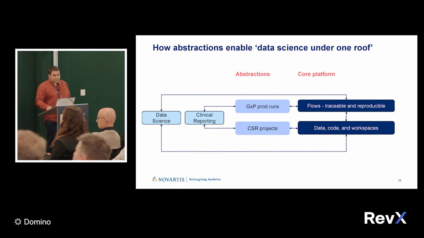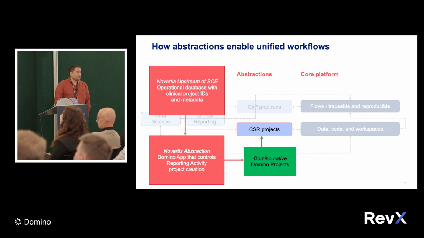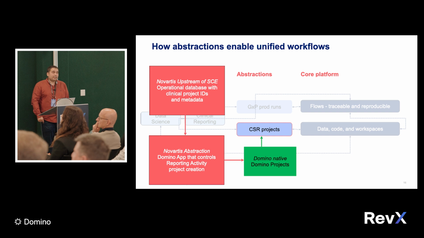As I mentioned before, take the example of the CSR projects. These are the ones going into our filings. We can create that project creator I showed on the earlier slide to control the process. And behind the scenes, it's creating a project using Domino's APIs. As I mentioned before, one of the great things about the abstraction is that we can also improve both the FAIR side as well as making sure things are consistent. In this particular example, upstream of our SCE, we have an operational database with stuff like clinical project IDs, and over here, metadata. Because we're using our abstraction to create the projects, we're able to inject that information. So it links up and it means it's connected across other work happening outside of the SCE as well.